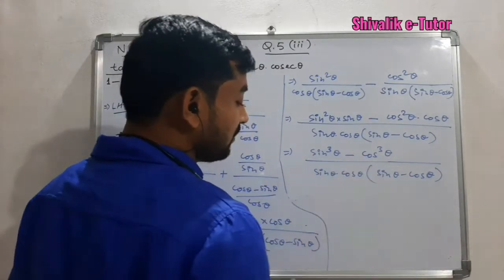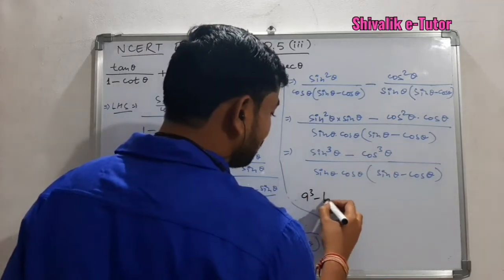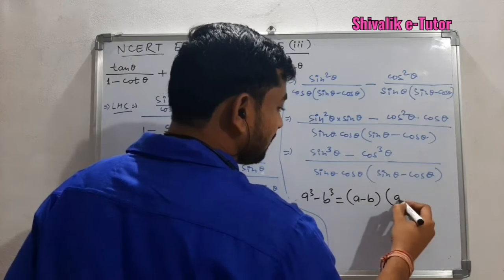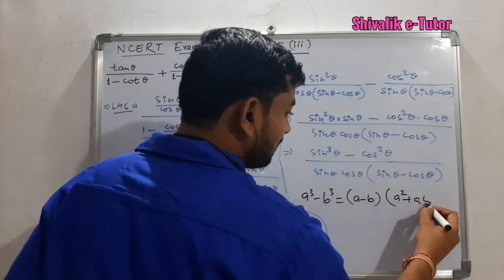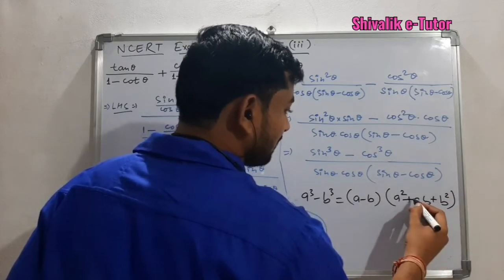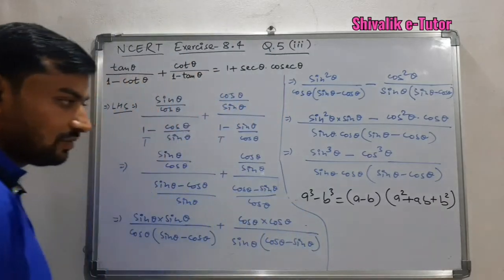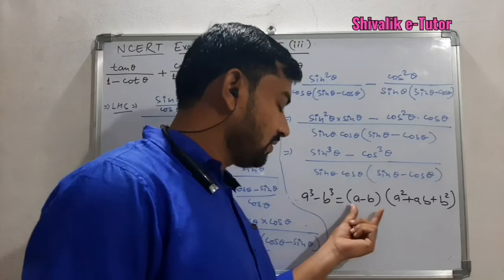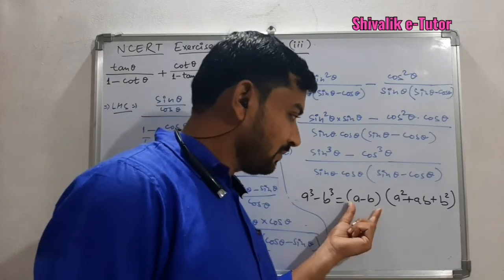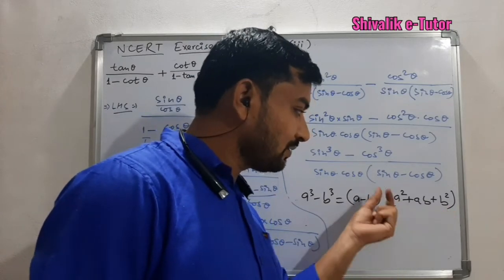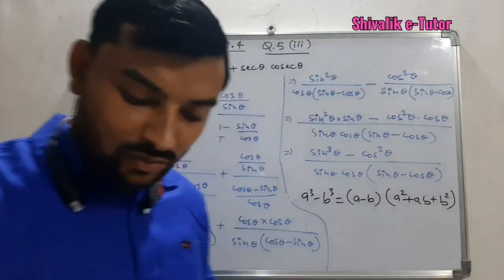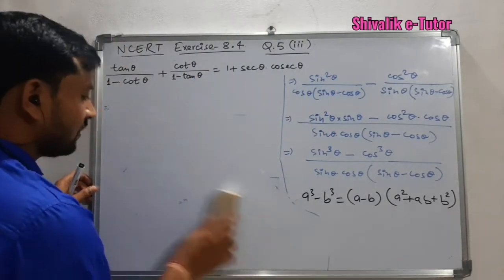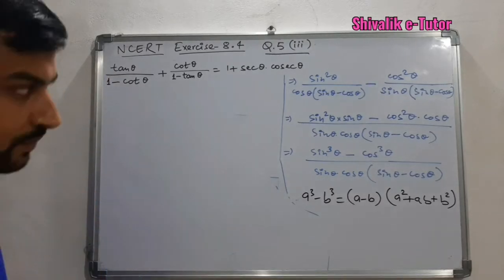We have a cube minus b cube. So the identity here is a cube minus b cube is equal to a minus b multiplied with a square plus ab plus b square. This is a simple identity which you studied in your class 9. That is, a cube minus b cube is, if we take the subtractive factor here and then the square term says a square plus ab plus b square. So we are going to use this here to solve it further. So let us come to that part.